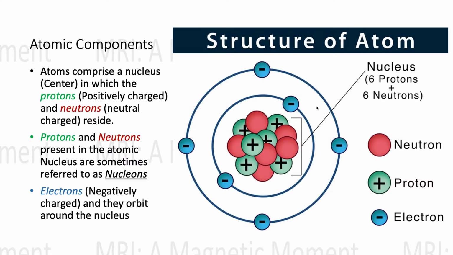And then we have the electrons that are orbiting around the nucleus. Remember, neutrons and protons are within the nucleus. They're also referred to as nucleons. But outside the nucleus, we have these orbital bodies that are electrically charged, negatively charged. They're called electrons. So electrons are electrically charged, orbiting around the nucleus.